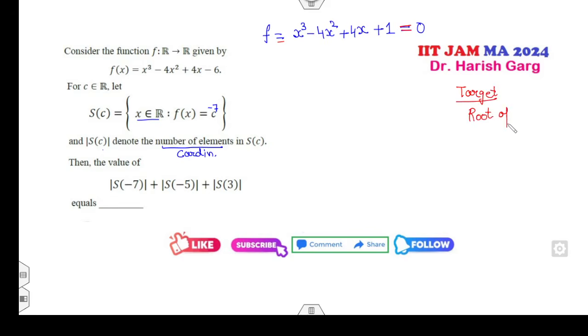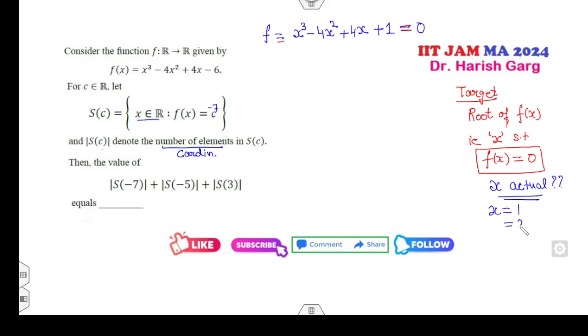Fine. Your target is to find the root of f(x). That means your target is to find the value of x such that f(x) will be 0. Now let's read the question again. Are you interested in finding the actual value of x, whether x will be 1, whether x will be 2, whether x is -1/2 and so on?